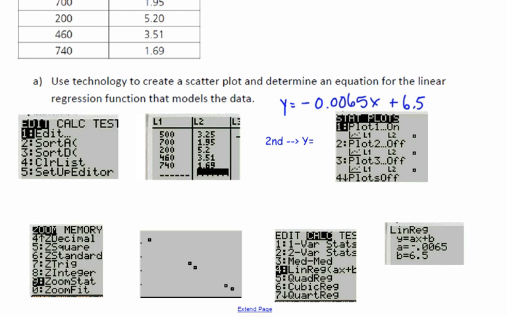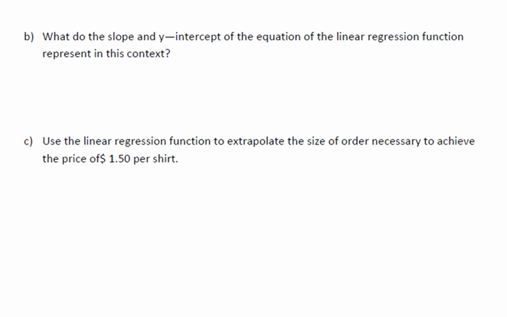Okay, the next question asks, what does the slope and y-intercept represent of the graph? Okay. Now, it's not asking what is slope, the definition of slope. They're saying, in the context of this question, what does the slope and y-intercept represent? So our slope was negative 0.0065.